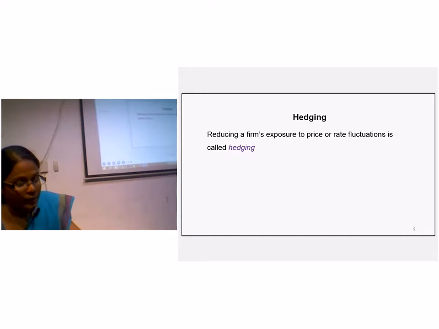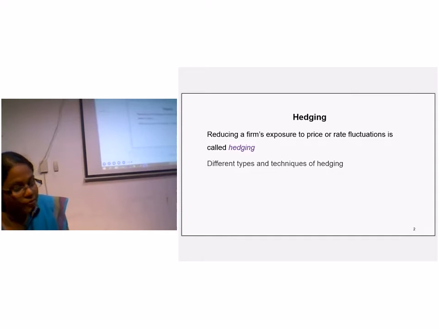Now hedging means we are reducing the firm's exposure. Exposure means it's a risk, right? We are trying to reduce the risk of price and rate fluctuations. So that is the simple meaning of hedging, right?